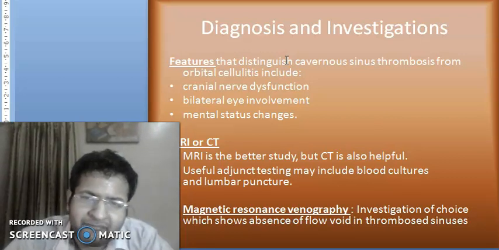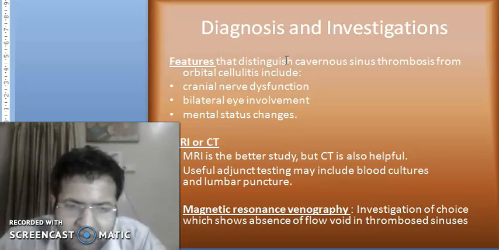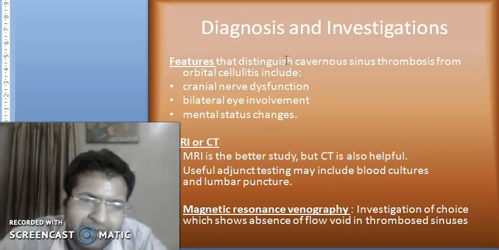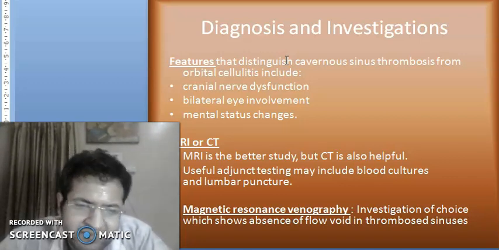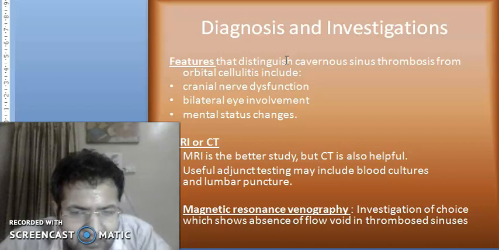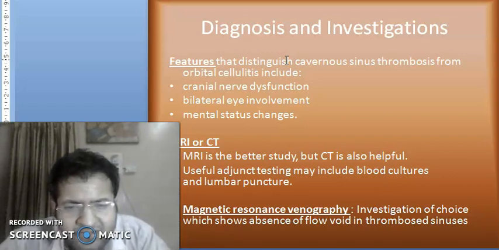Which investigation will we do to diagnose cavernous sinus thrombosis? We can do either an MRI or a CT. MRI is a better study. CT can be helpful. With both these investigations, we have to include the blood cultures and the lumbar puncture if required.